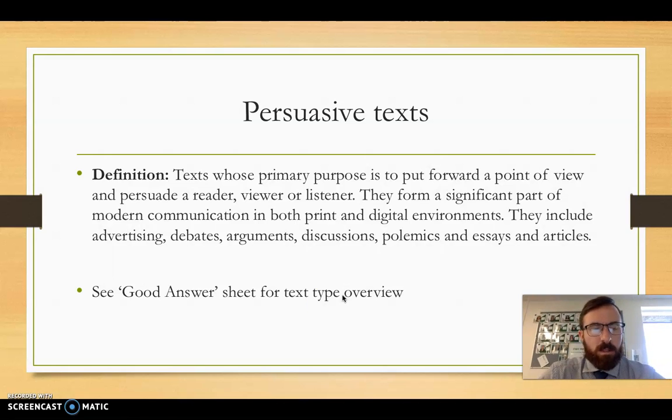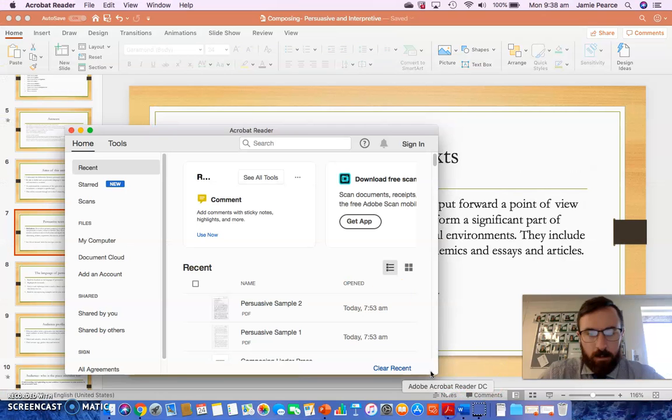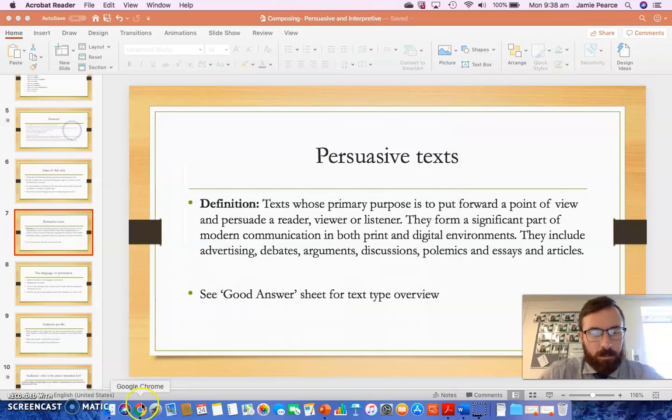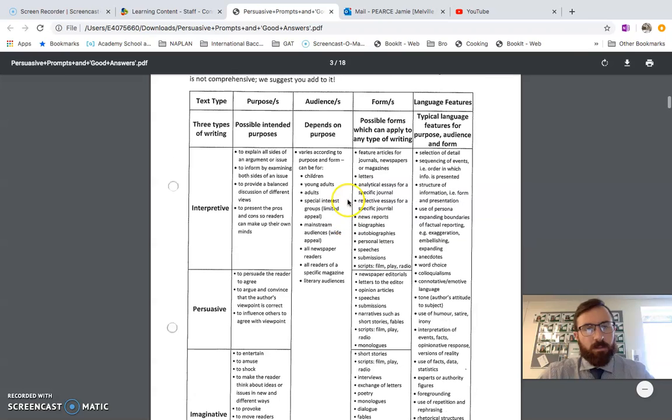Now, what I'd recommend is having a look at those good answer sheet for the text type overview. This is the one I brought up just before, so I'll bring it up again now. Not that one there. This one here. So you can see the different text types.